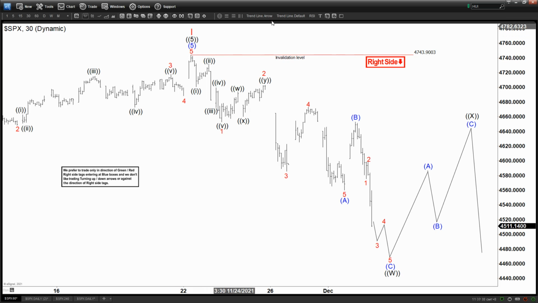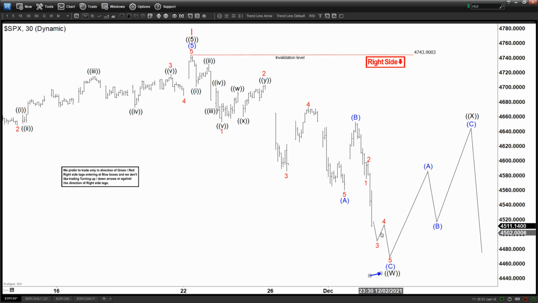So far we can see the pullback is a 1 2 3 4 5 ending A, and then this is your B, and then we sold off again pretty sharply. Now we're looking for an ABC that will end the W, so we're looking for a bigger degree correction here, in which the first leg, which is your W, is still in progress right now as a zigzag.